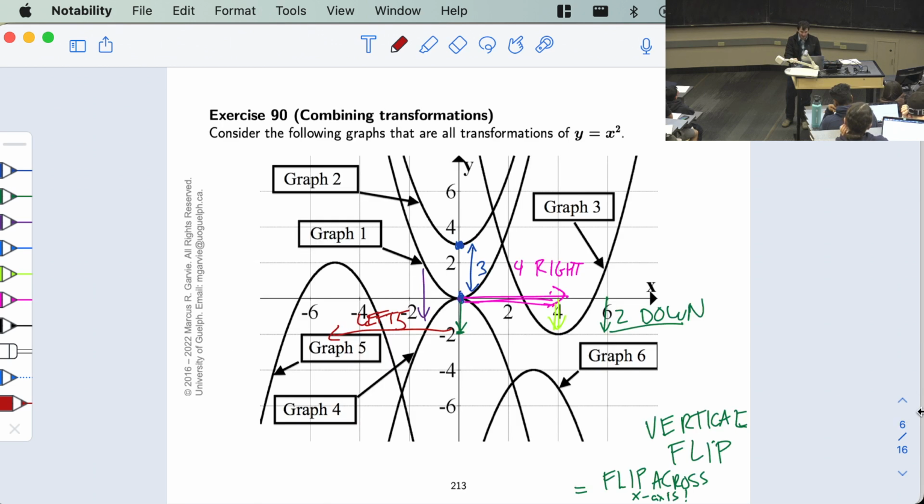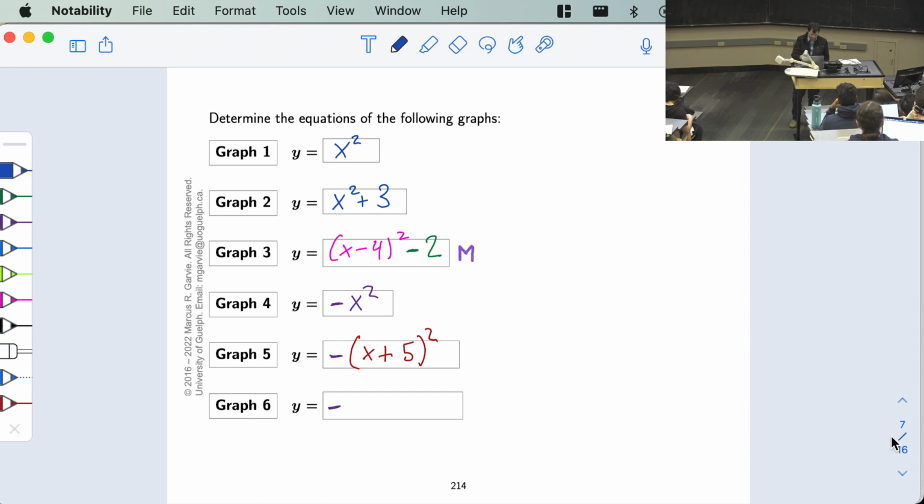Last but not least, in graph 5, you have to account for going up, right? How many units do you go up? Well, you start here, to keep track of where we are. We're starting here and we're going up. It's up 1 box, but 1 box is 2 units. So it's up 2. So plus 2. Let me see if that matches the answer I have here. Yeah, okay, good. So x plus 5 squared plus 2. The plus 5 moves you left. The plus 2 moves you up.